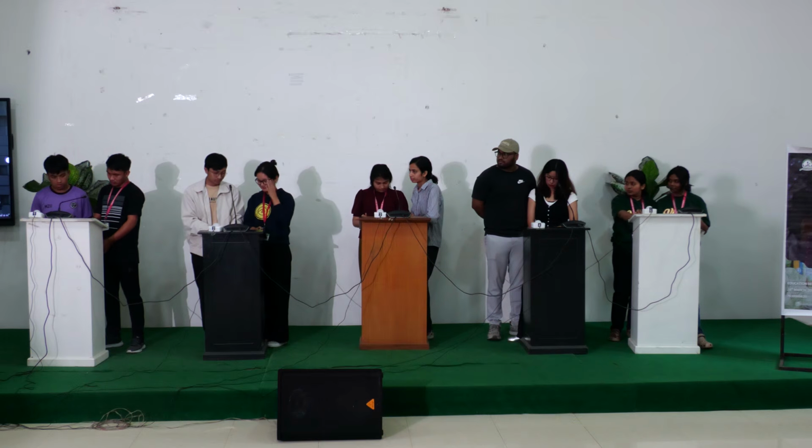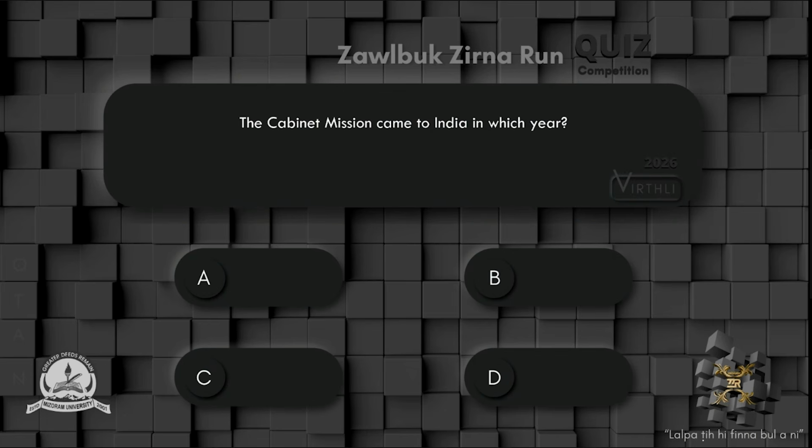Table 3, this is your 5th question. The cabinet mission came to India in which year? Your options are A. 1942, B. 1945, C. 1946, and D. 1947. Your time starts now.